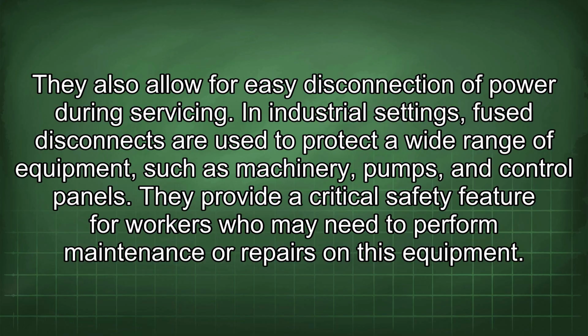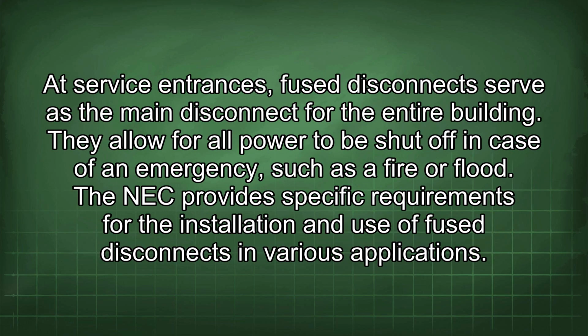In industrial settings, fuse disconnects are used to protect a wide range of equipment such as machinery, pumps, and control panels. They provide a critical safety feature for workers who may need to perform maintenance or repairs on this equipment. At service entrances, fuse disconnects serve as the main disconnect for the entire building. They allow for all power to be shut off in case of an emergency, such as a fire or flood.